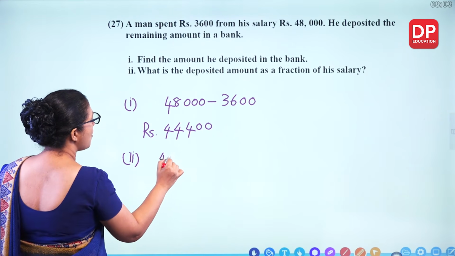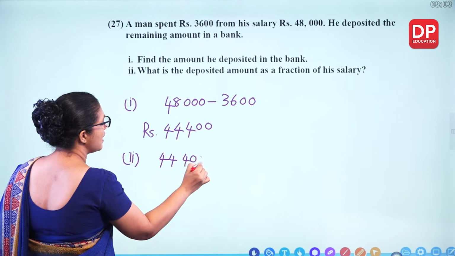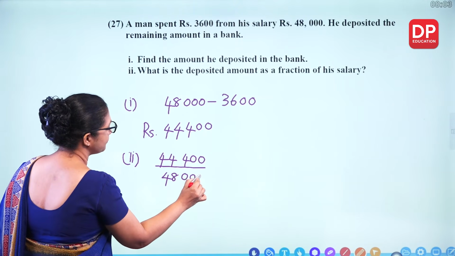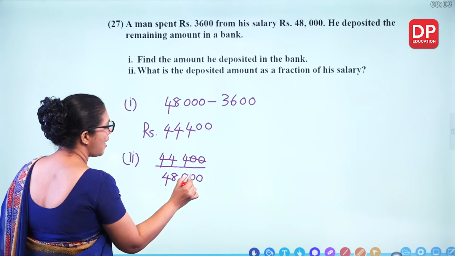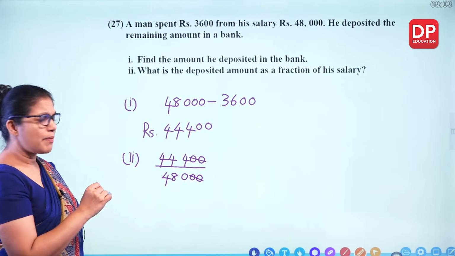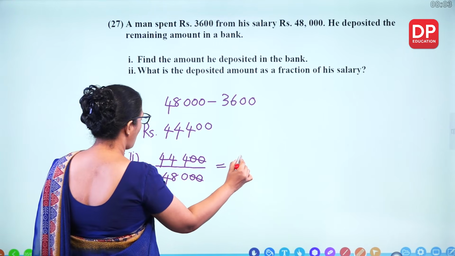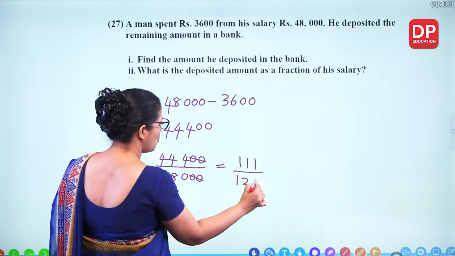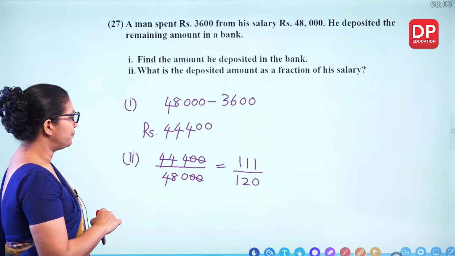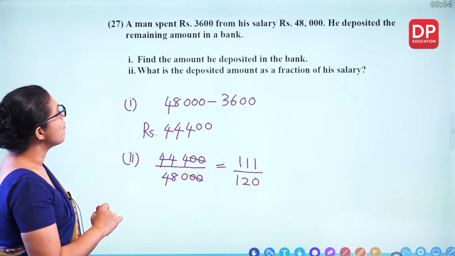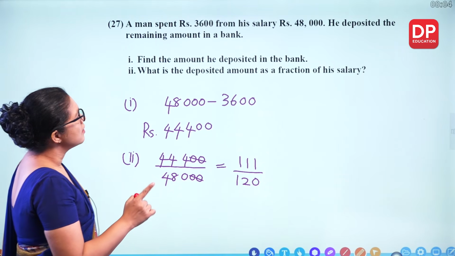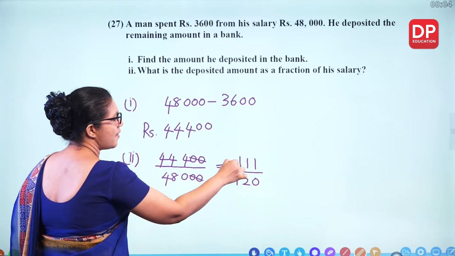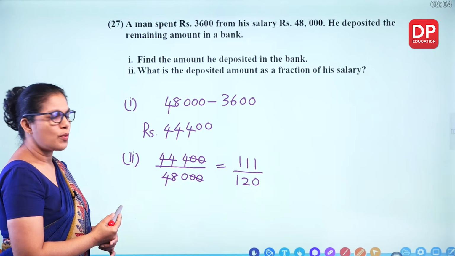So deposited amount is 44,400. Salary is 48,000. So you can divide by 100 and divide by 4. You get 111. And here 120. Divide by 4. So that's the fraction of his salary deposited. So 111 out of 120.